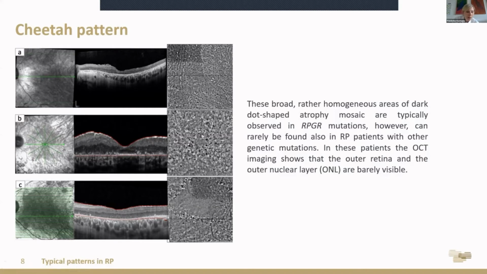And what is typical in these patients is that there is a vast degeneration in the outer retina and the outer nuclear layer. So these are not visible anymore on OCT imaging.